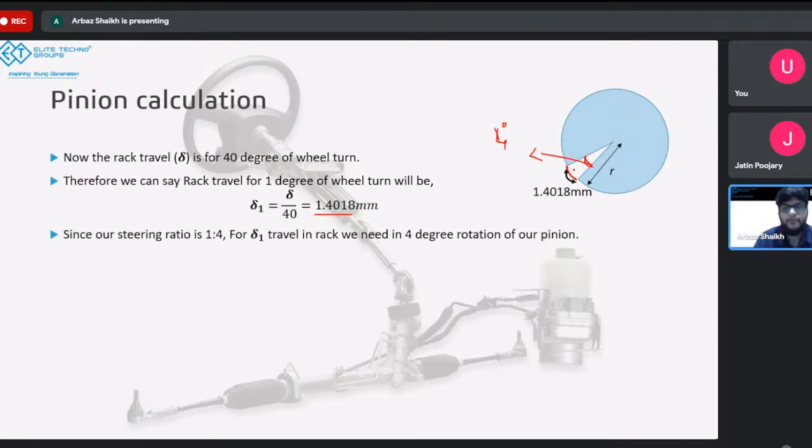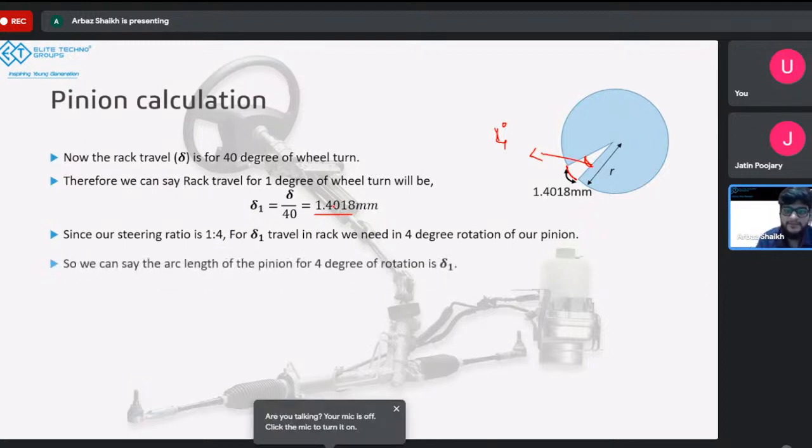Once again, what I'm doing is taking a piece of a circle. Imagine you cut a slice of pizza which is a 4 degree angle. If the pizza slice is 4 degrees in angle, the arc length of the crust of the pizza is going to be 1.4 mm. So what would be the circumference of the whole pizza?